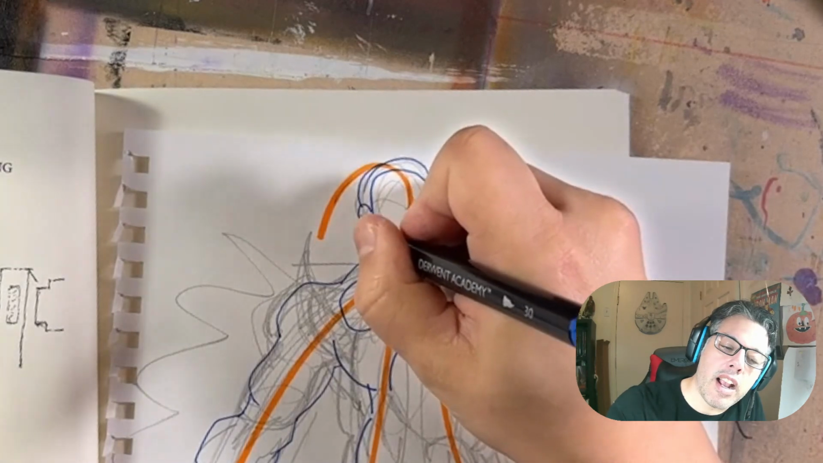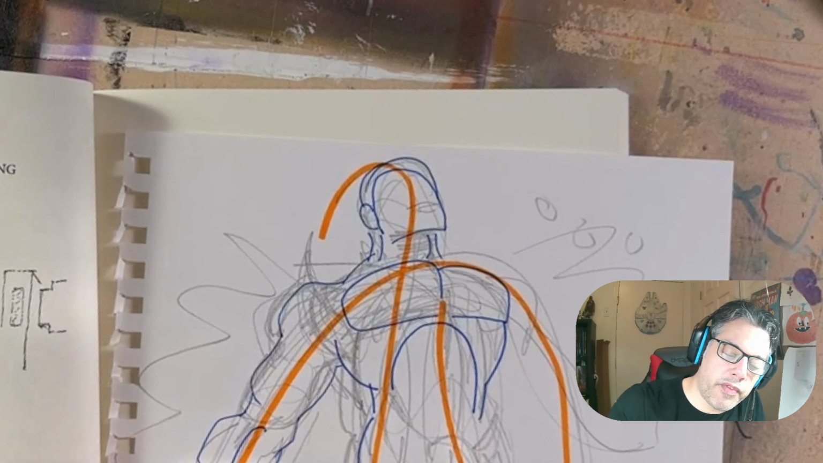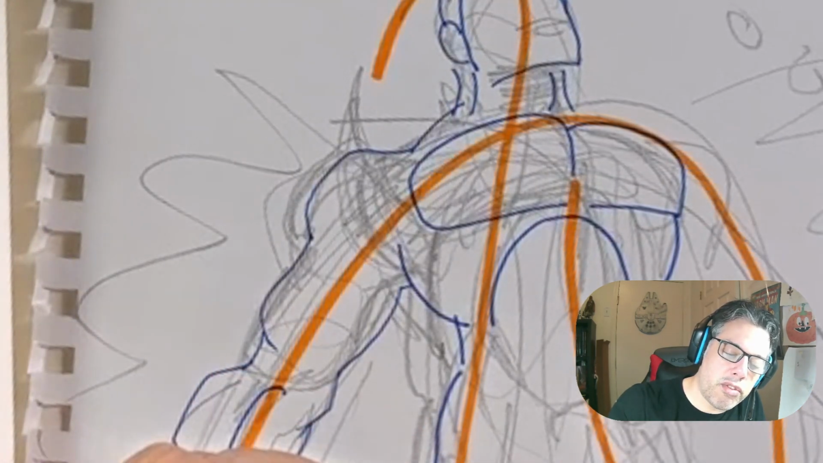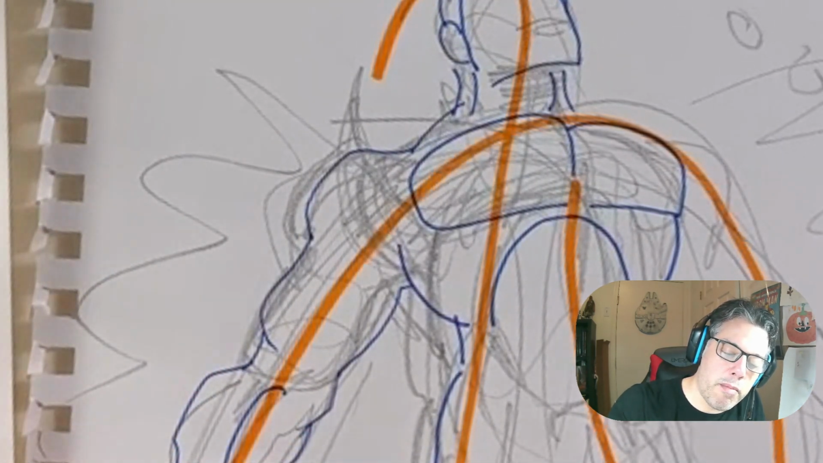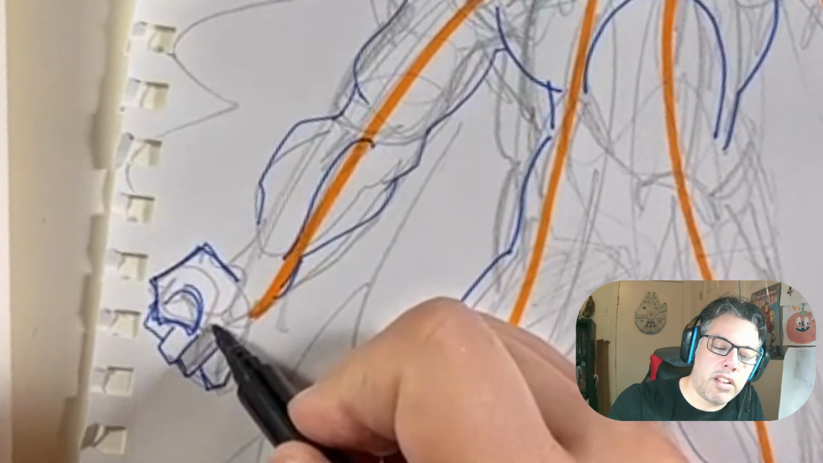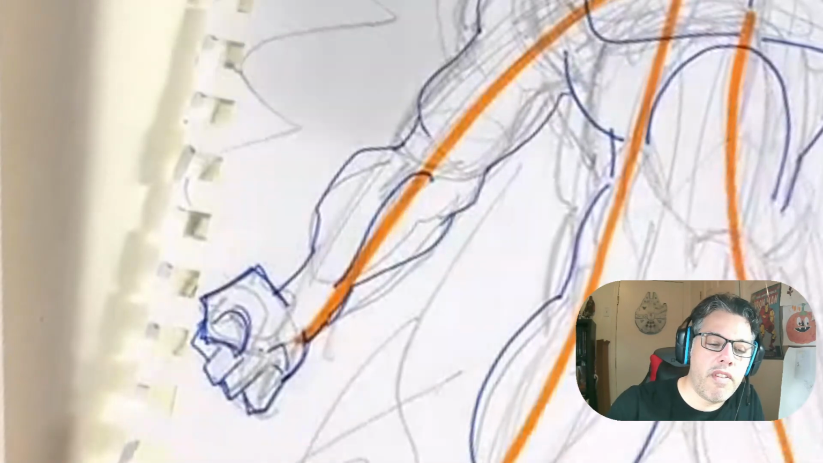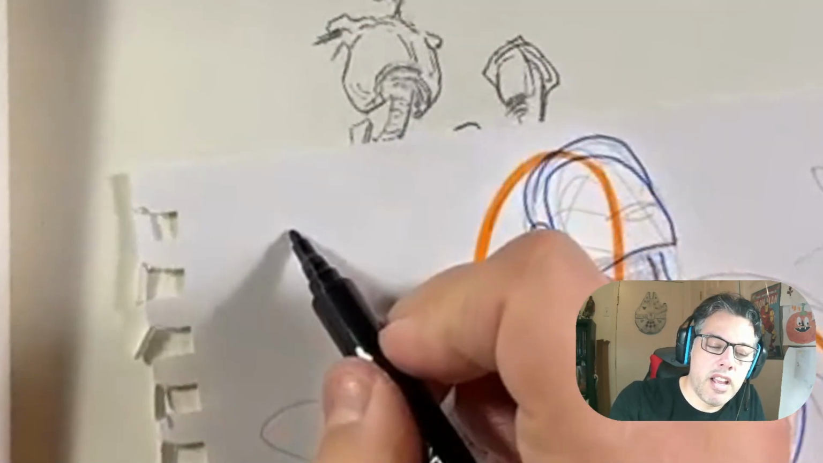Neck, curve, shape, rhythm. There you go. 1, 2, 3, 4, and a curve. Thumb. There you go. Just a bit of a line. People are always like, how do I draw a hand? Very simple. How do you draw a hand?